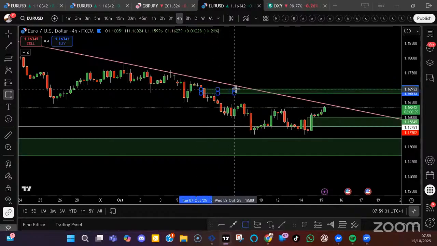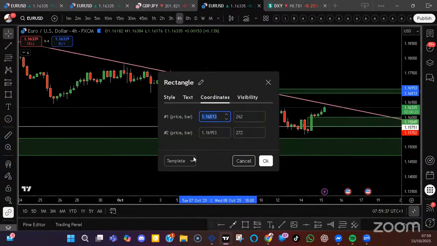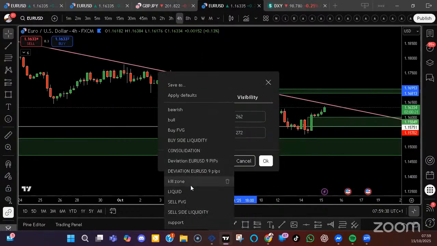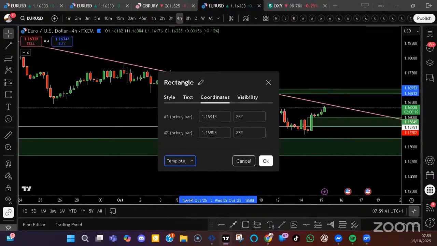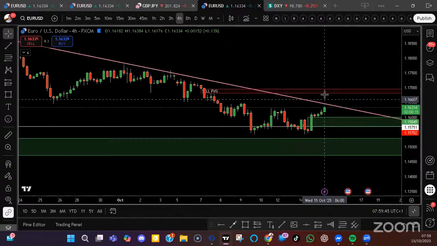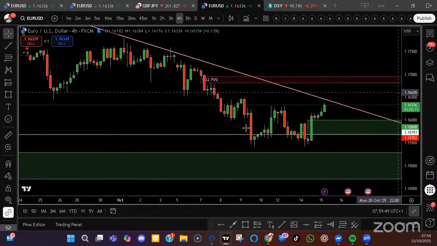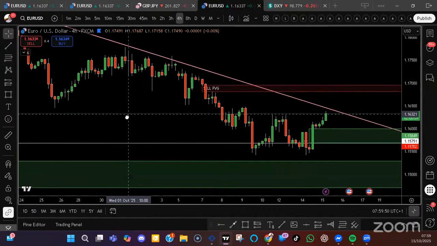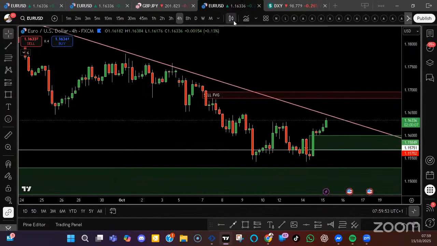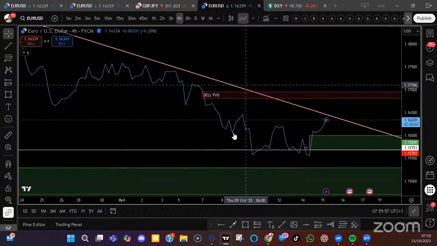And that candle there, it's a sell FVG, which is FVG fair value gap. Same thing as imbalance. So is price going to go up to there and then come back down again? Interesting. Let's put it on the line chart and see if there's any significant lines.